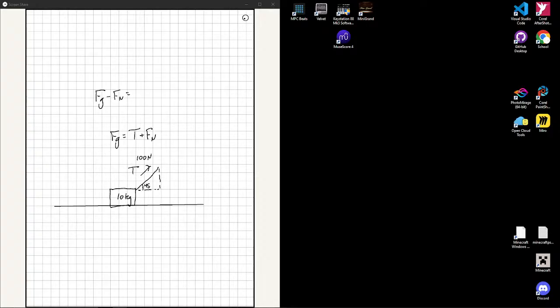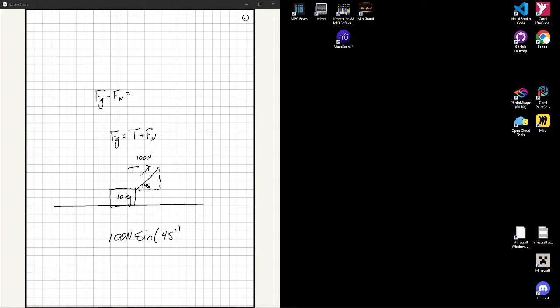Since sine of 45 degrees is equal to opposite over hypotenuse, if we multiply the sine by the hypotenuse, which is 100 newtons, it's 100 newtons times sine. That'll give us the opposite side, which is the vertical component. So we want to find that.